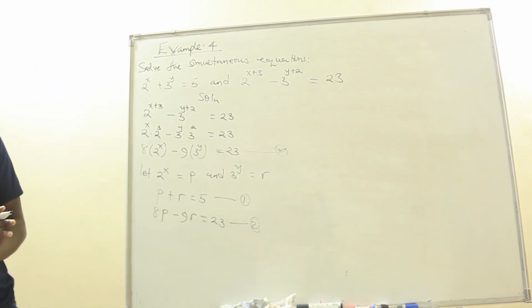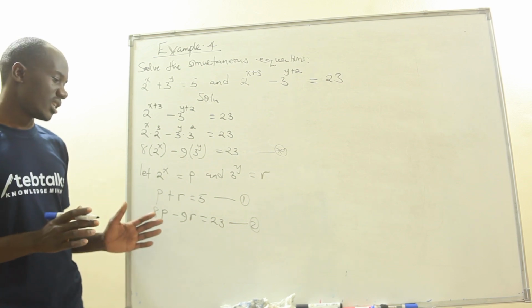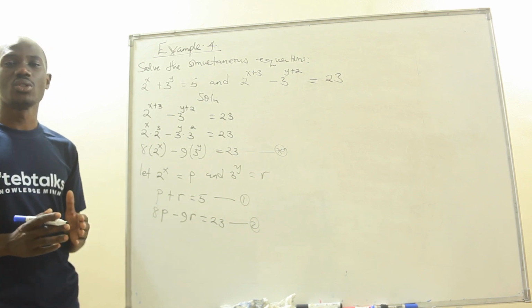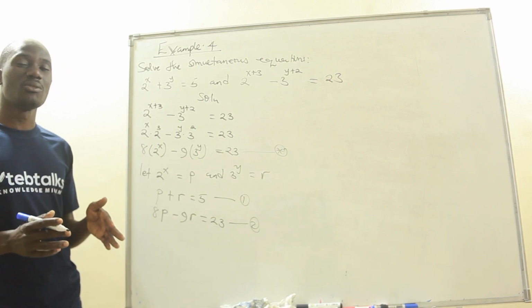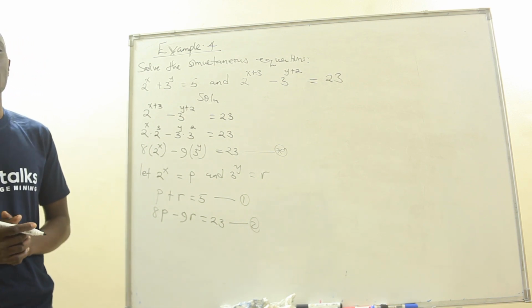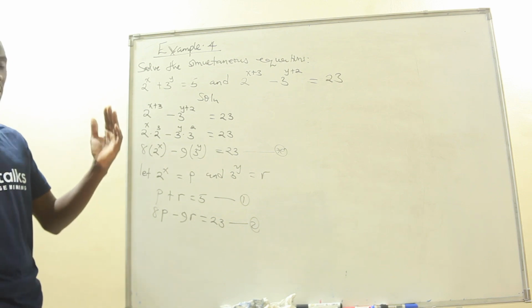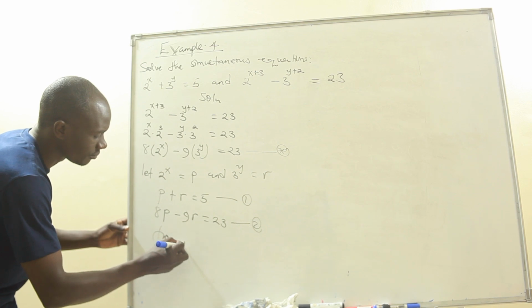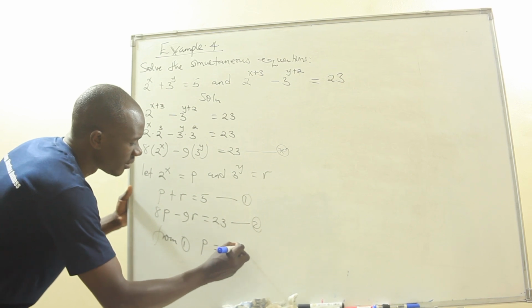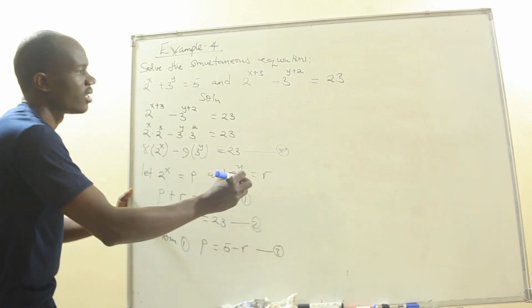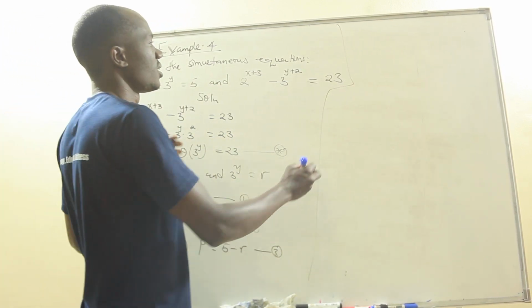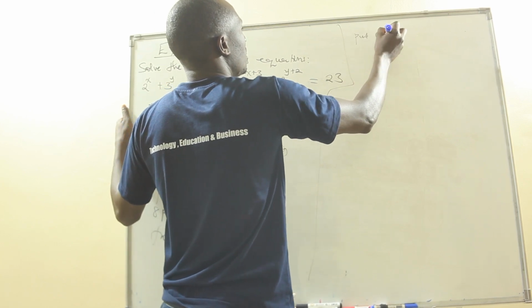So we are free to use any method of solving simultaneous equations. We can either use the elimination method, or the substitution method, or the matrix method. Any, depending on what is good for you. But for this case, I will simply use the substitution method. From 1 I can make p the subject. From 1, p equals 5 minus r. I can call this equation 3. Then I can put 3 in 2.